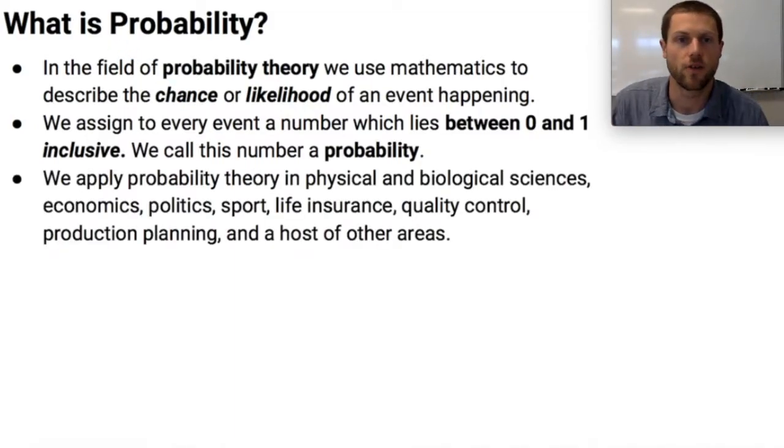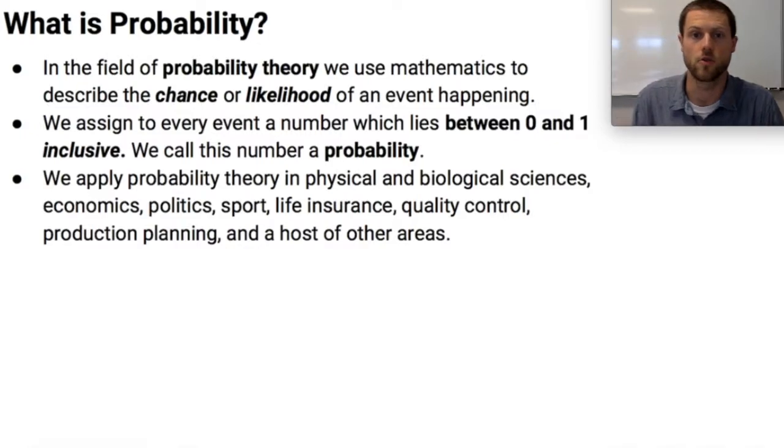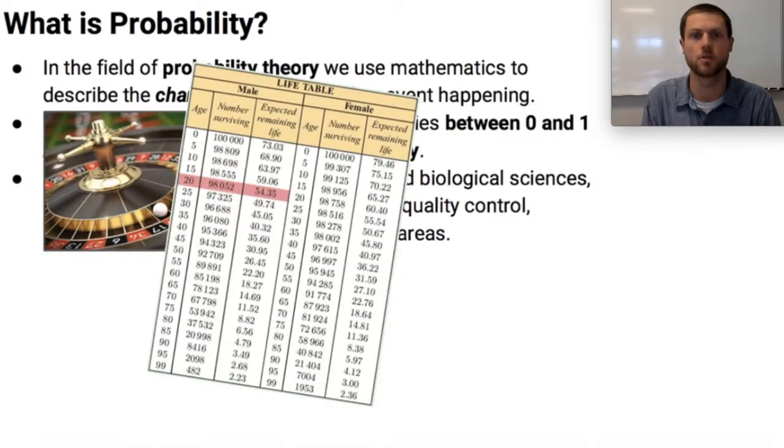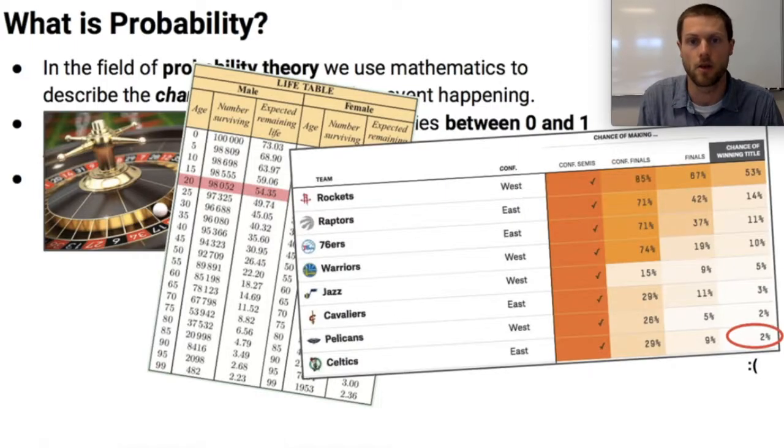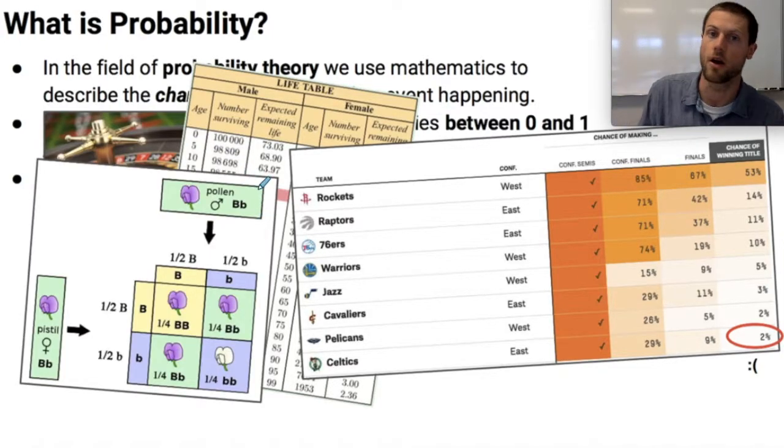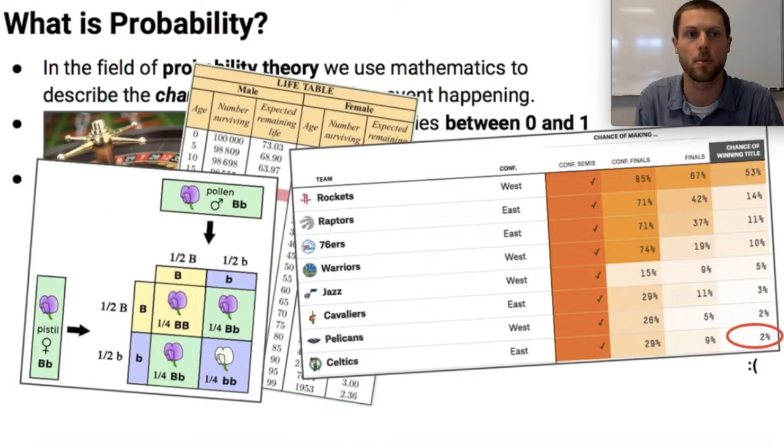This has all kinds of applications. In probability theory, we can apply this to physical and biological sciences, economics, politics, sports, life insurance, quality control, production planning, and a host of other areas. Probability is the math that drives the world, really. So you see it show up in casinos, in life insurance tables. This is how people decide how much insurance you should pay. You have probability talking about the NBA Finals or the NBA playoffs. You have the Punnett Square, a classic favorite. This is all based upon probability.